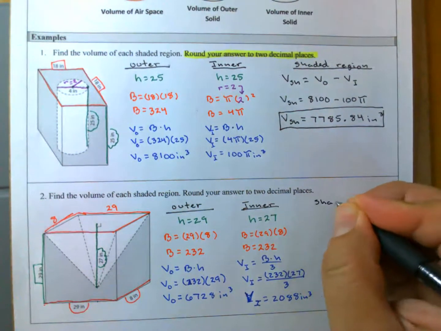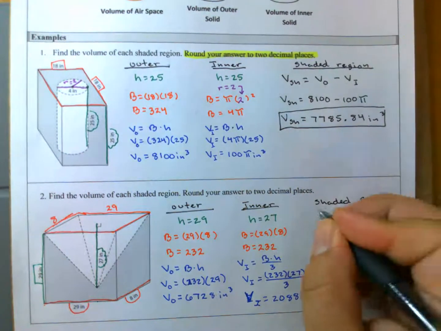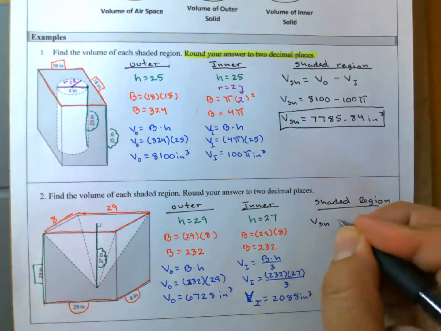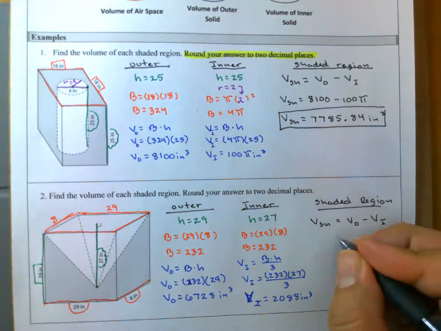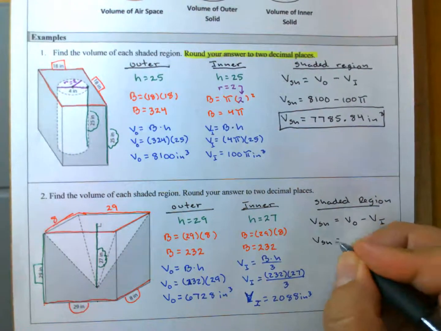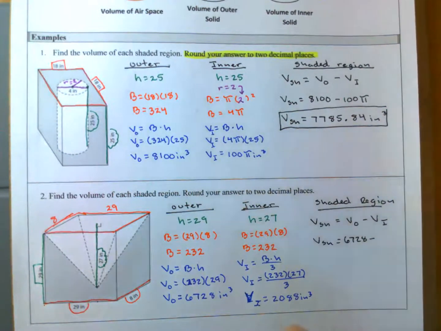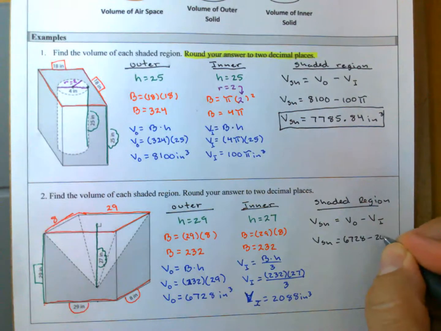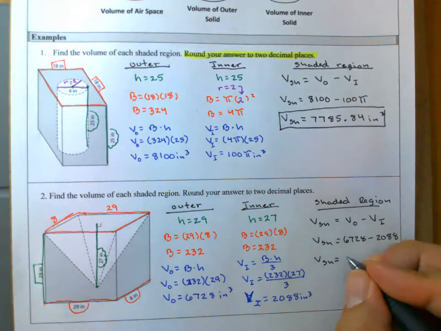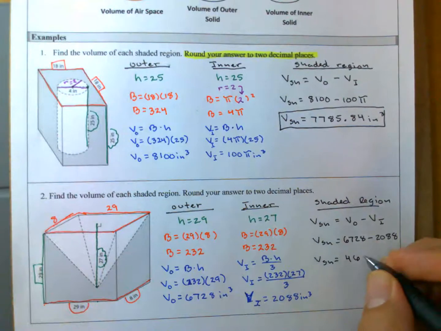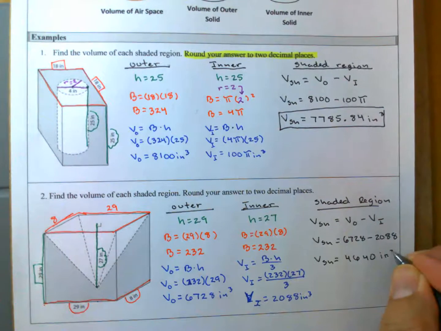Now we're finally ready. We want to know what's the airspace, that shaded region. How much is actually left in there? The volume of the shaded region is equal to the volume of the outer minus the volume of the inner. So the outer was 6,728 minus the inner, 2,088. Once we do the subtraction carefully, we are done: 4,640 inches to the power of 3.